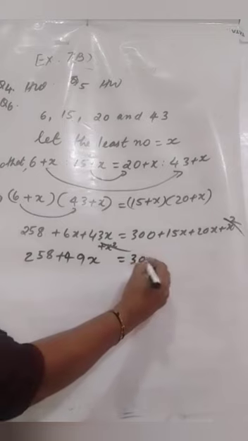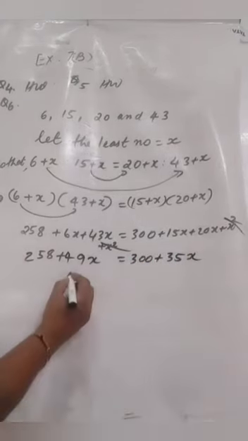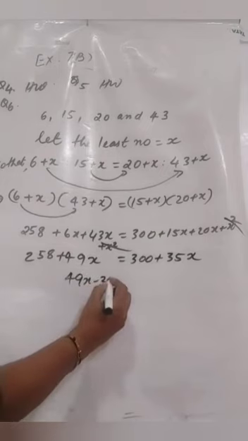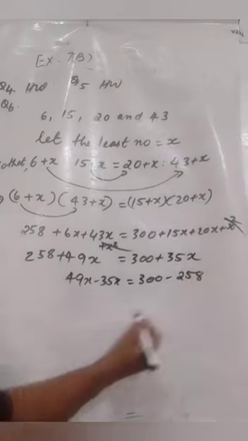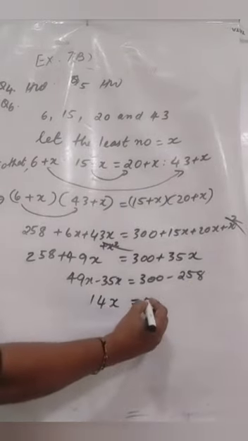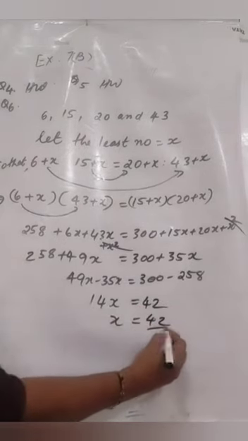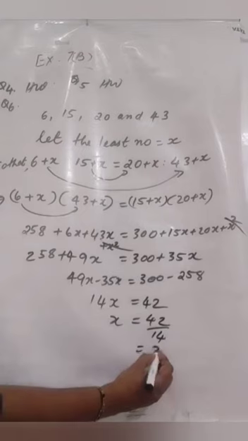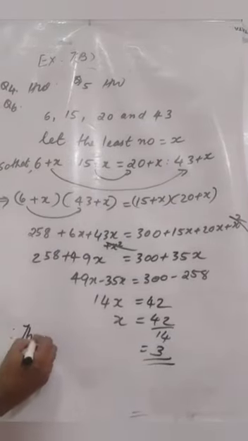So 258 plus 49x equal 300 plus 35x. 49x minus 35x gives 300 minus 258. That is 14x equal to 42. x equal to 42 by 14. That is 3. So the least number to be added is 3.